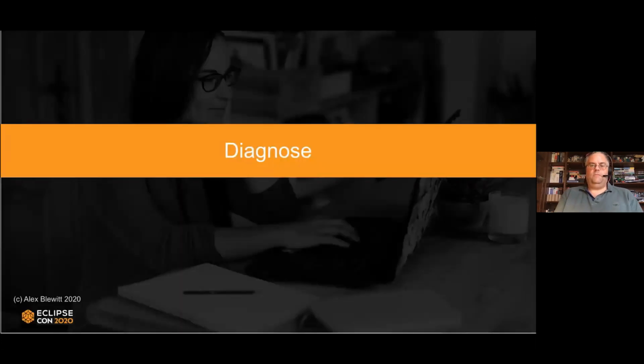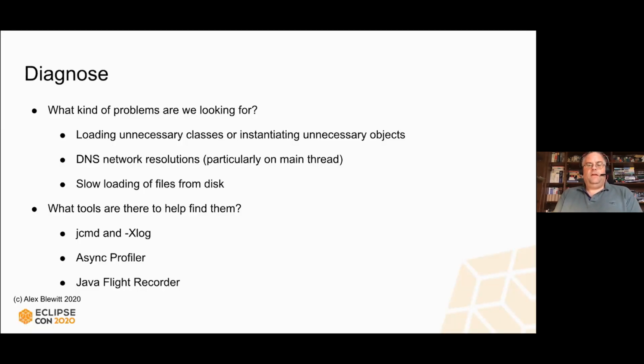So diagnose then. What kind of problems are we looking for? The kind of things that might slow down an application are loading or doing unnecessary work on the main thread. And this could be either resources like images, or it could be classes that you're instantiating or other resource files. It's possible for applications to slow down if there's DNS involved. So when you're comparing URLs, for example, you can do DNS resolutions inadvertently. Or if you're just loading files either repeatedly or that take a significant amount of time from disk as well.